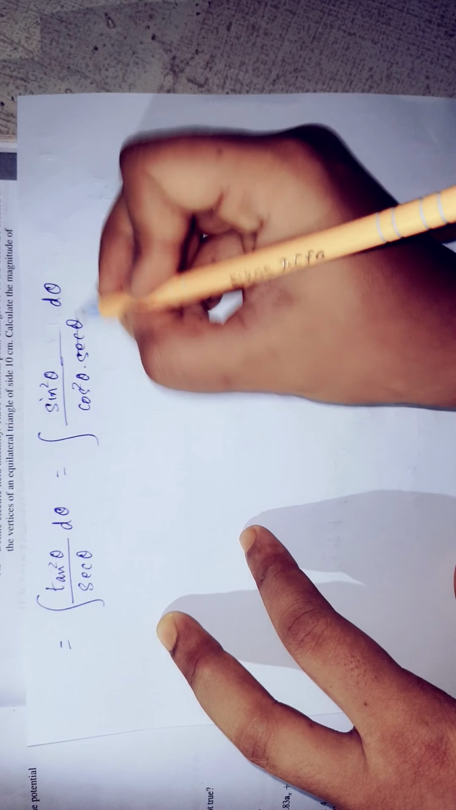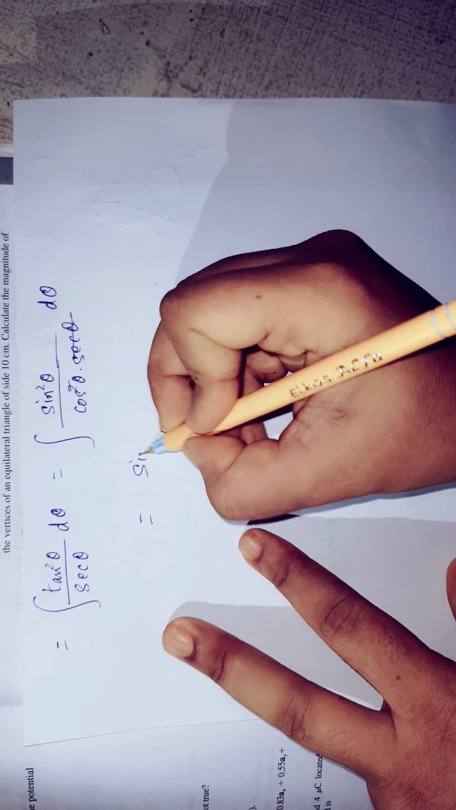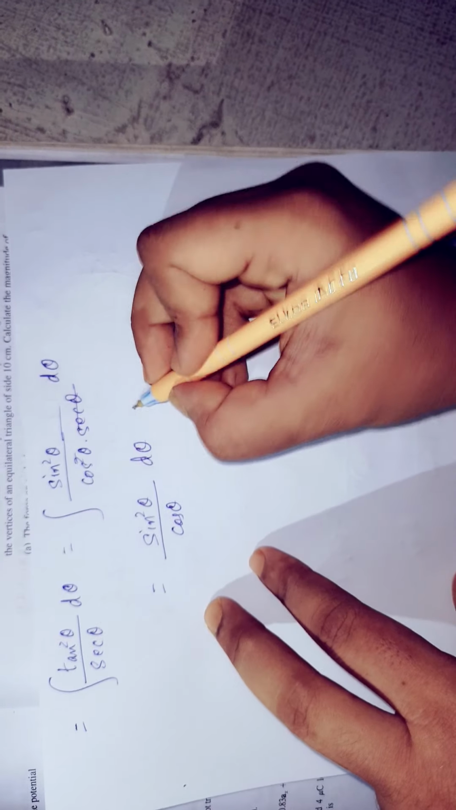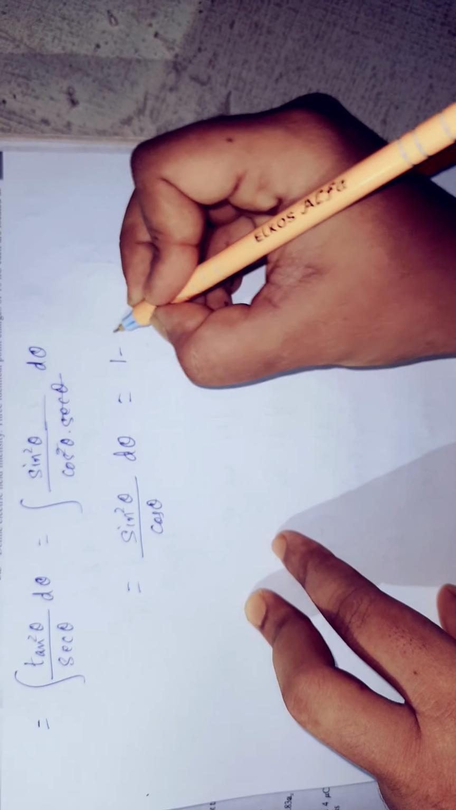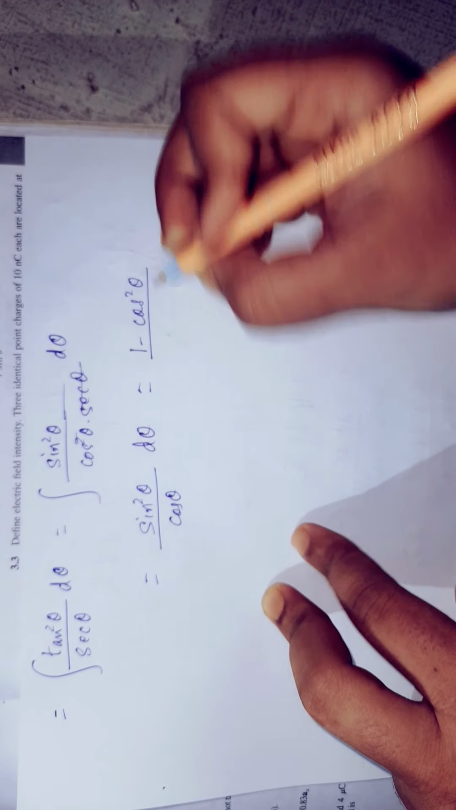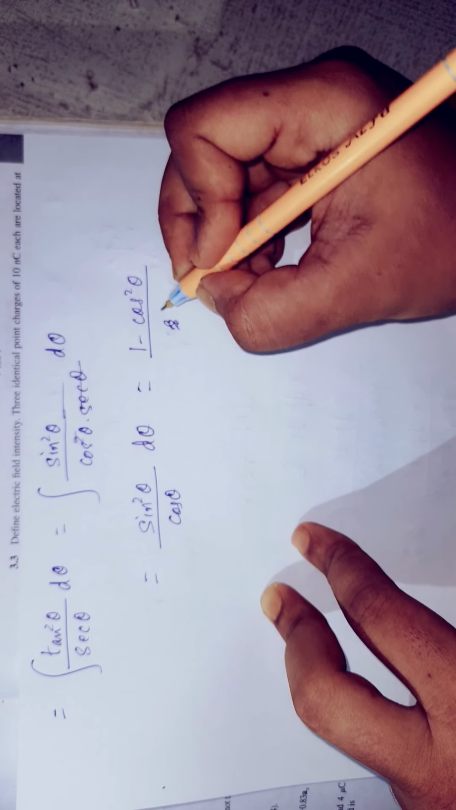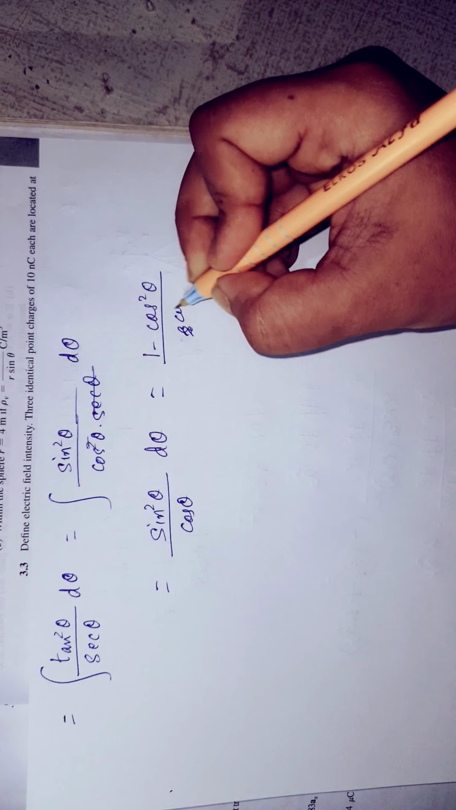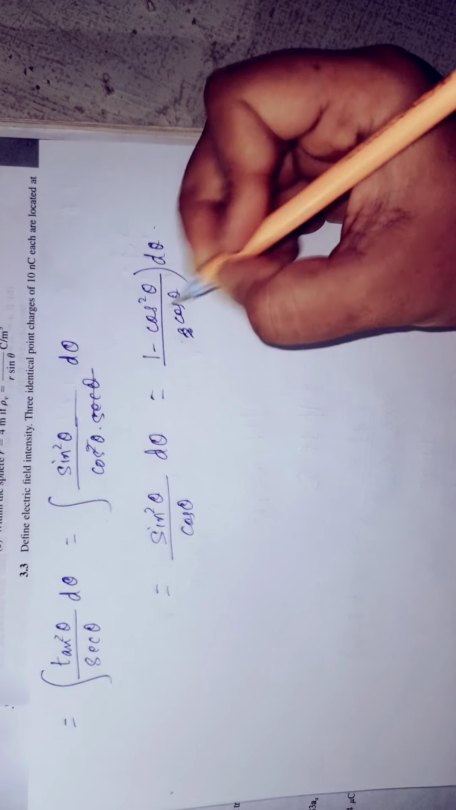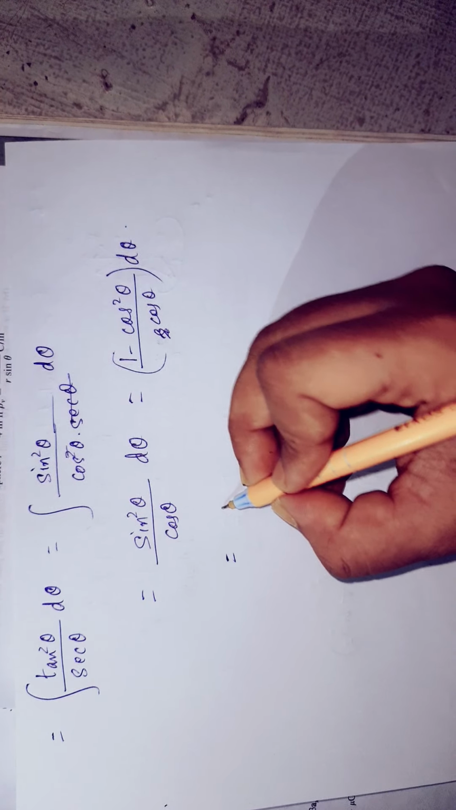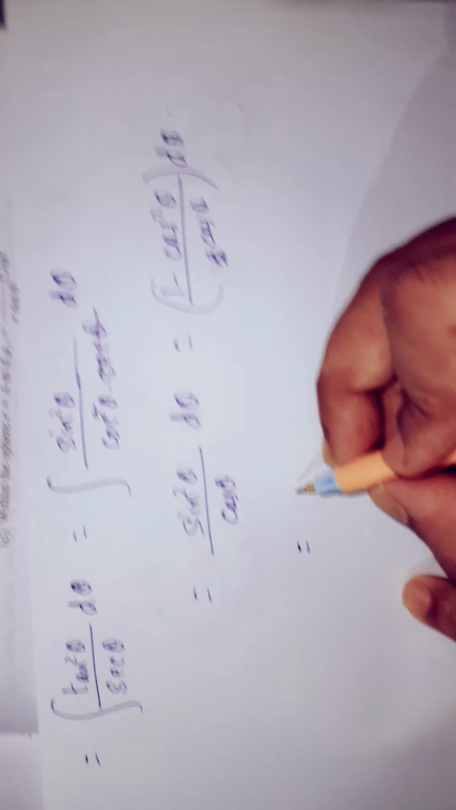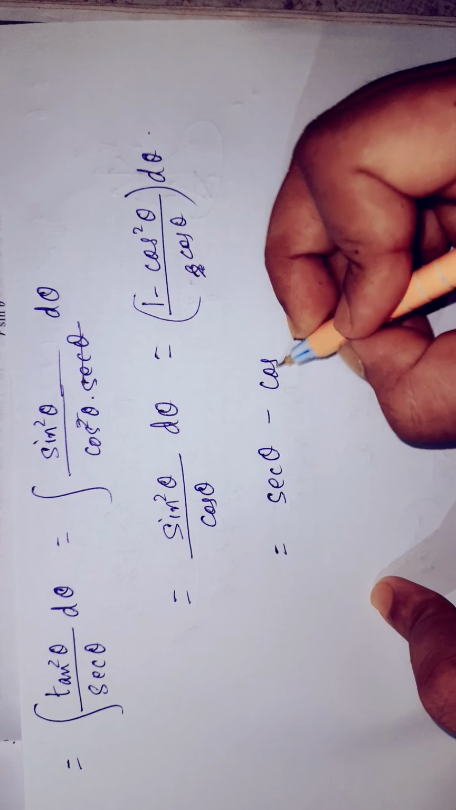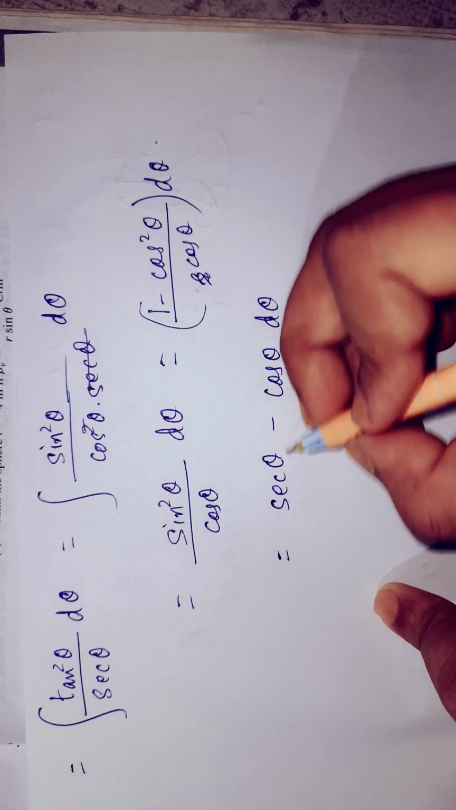So sec theta and cos theta will get cancelled. So I have this much cos theta d theta, and then next this is 1 minus cos square theta. All of you know sin square theta is 1 minus cos square theta. All right, then let me divide it. 1 by cos theta is sec theta, and cos square theta by cos theta will be cos theta. Okay, let me integrate it.